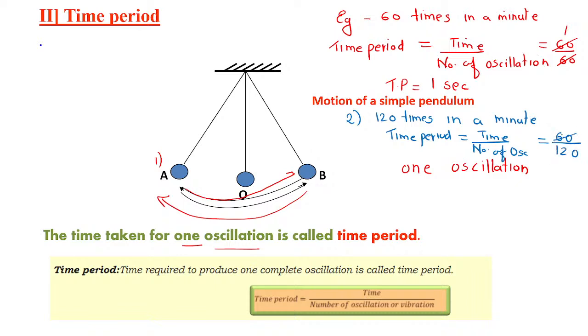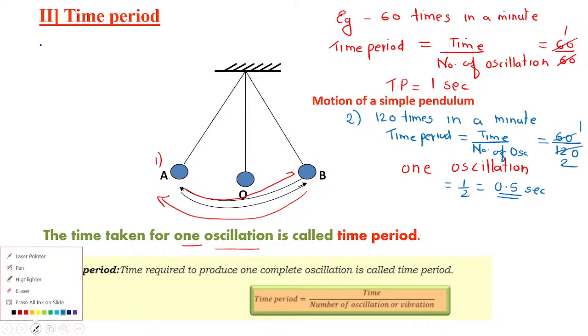Now 60 upon 120. So the answer is half, which is nothing but 0.5 second. So what will be the answer now? 0.5 second in this case. Understood this example too? Okay, that was the time period. Let us move on to the next characteristic.